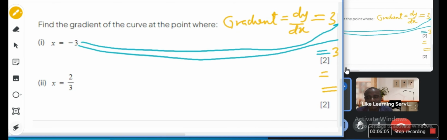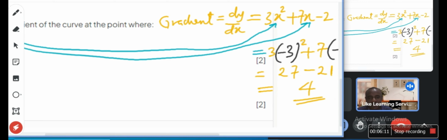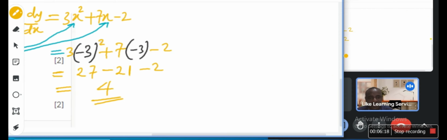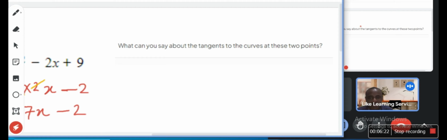Don't bother about this one. It's the same thing. You just substitute and get that. Can we just leave it? Okay, sir. Let's just leave it and go to the next. I think there's a question here. It says, what can you say about the tangents to the curves at these 2 points?